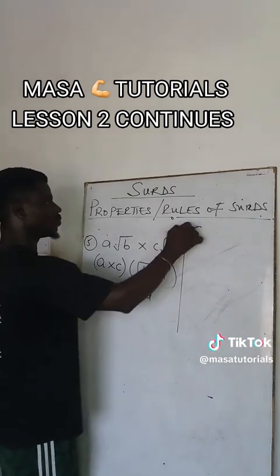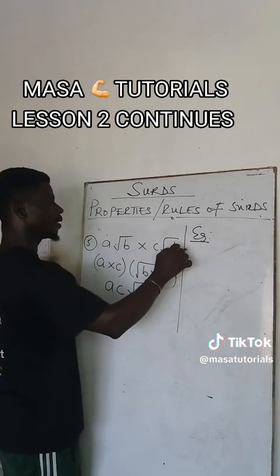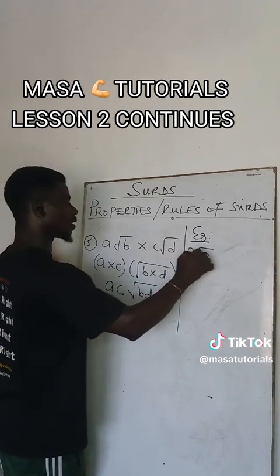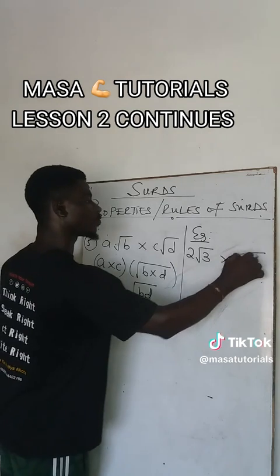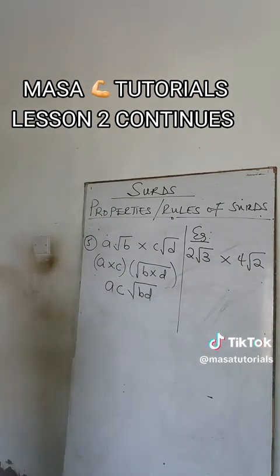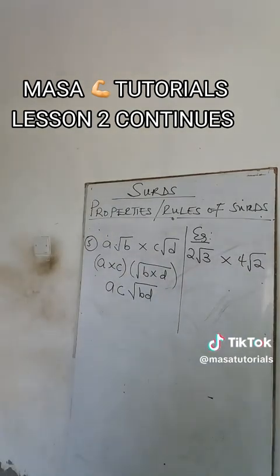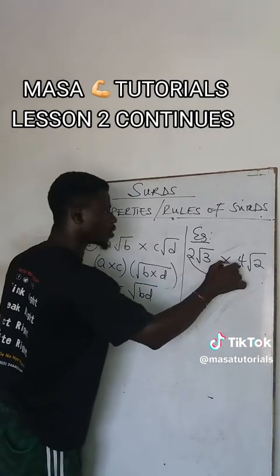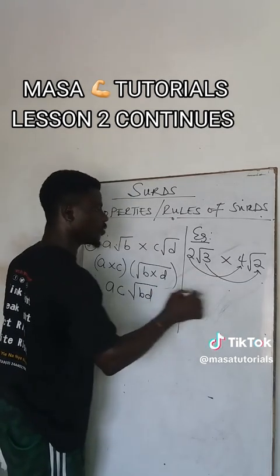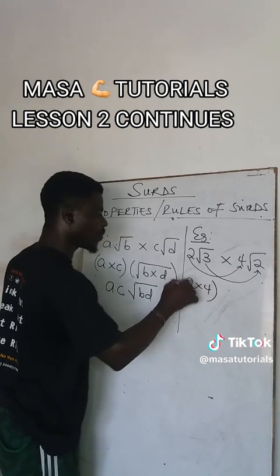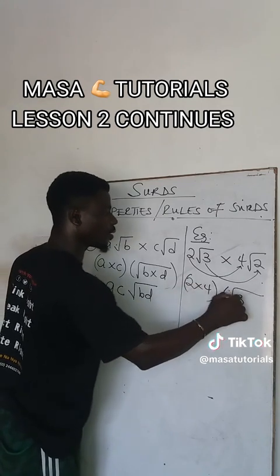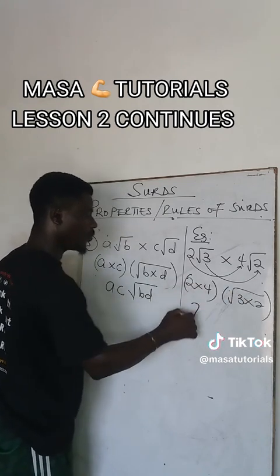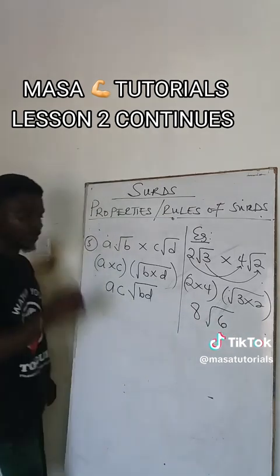As an example, we obtain 2 square root of 3 times 4 square root of 2. Alright, let's see. These 2 will multiply 4, then root 3 will multiply 2. So we have 2 times 4, then root 3 times 2. We have 8, then root 6.